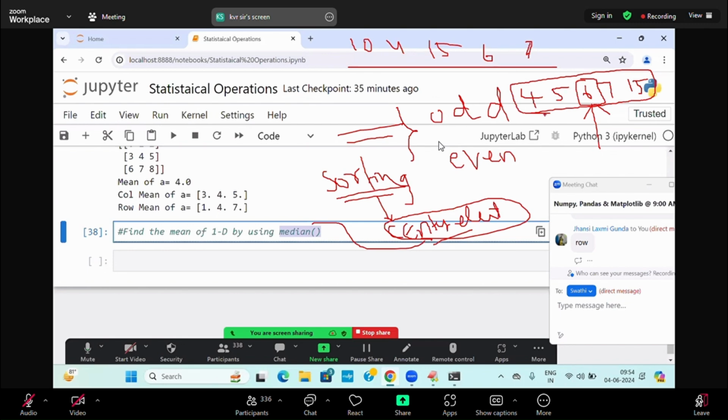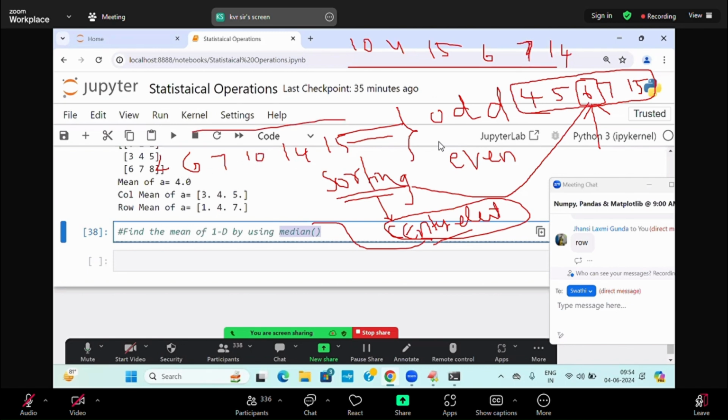Are you able to follow? That 6 is becoming the median. Suppose there is another element, 14. What is the data here? 4, 6, 7, 10, 14, and then 15. How many elements? 6 elements, right? 6 elements.